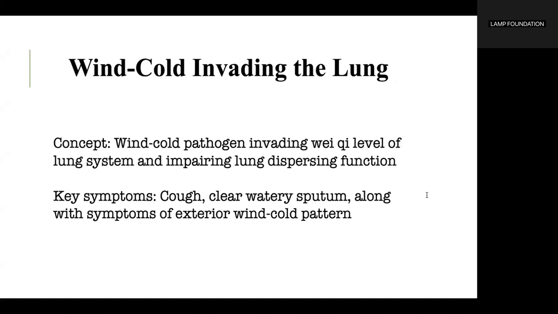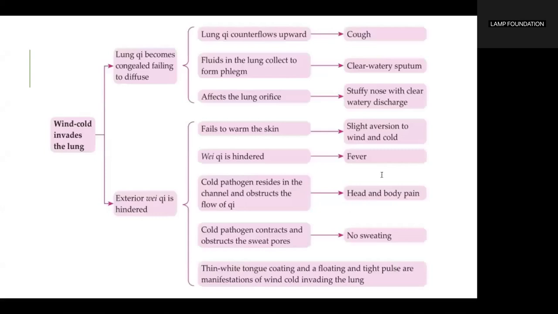So the concept here is wind cold invading the wei qi level of the lung system and impairing the lung dispersing function. The key symptoms for wind cold invading the lung are cough, clear watery sputum, along with symptoms of an exterior wind cold pattern. Clinical manifestations are cough, clear watery sputum, aversion to cold with slight fever, stuffy nose with clear watery mucus, absence of sweating, head and body pain, thin white coating, a floating and tight pulse.